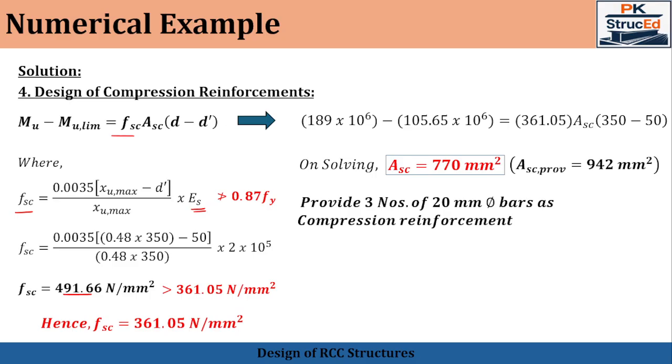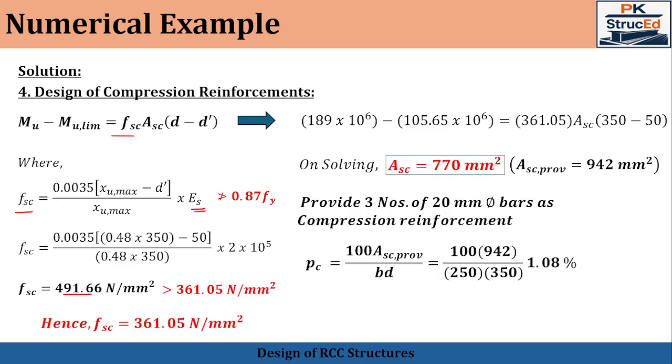Now moving on with calculating the percentage of the compression reinforcement, 100 ASC provided divided by BD. So 100 into 942 divided by 250 into 350, which comes as 1.08. This is equal to, the equal symbol is missing, 1.08 percent.